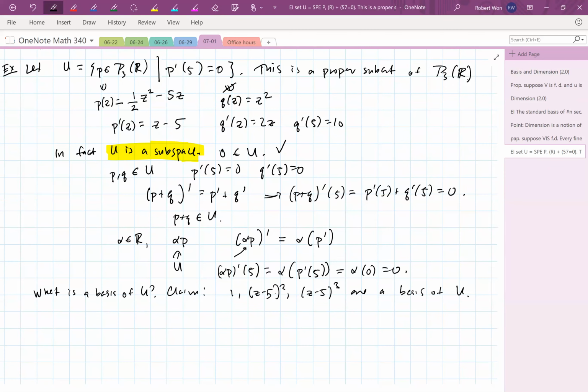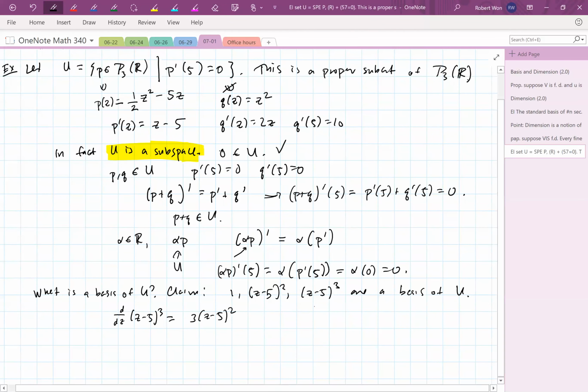Okay, so first of all, you should check that these polynomials are actually in U. In other words, you need to check that when you differentiate them and you evaluate them at 5, they vanish. Just as an example, certainly if you differentiate 1, you get 0. But if you differentiate, I don't know, (z minus 5) cubed, you get 3(z minus 5) squared, I think, by the chain rule. And when you evaluate that at 5, you do get 0. So you can check that all 3 of these polynomials are actually in U.